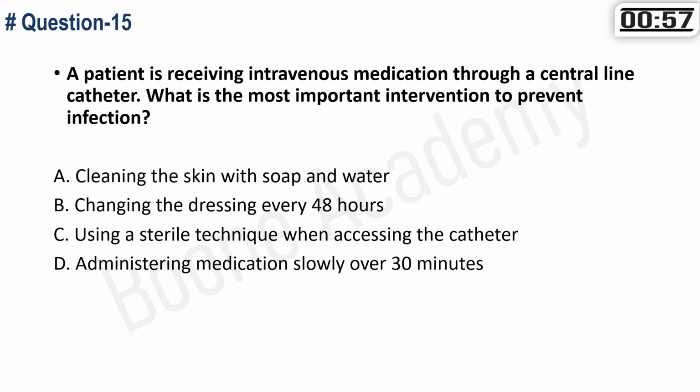Question 15. A patient is receiving intravenous medication through a central line catheter. What is the most important intervention to prevent infection? A. Cleaning the skin with soap and water. B. Changing the dressing every 48 hours. C. Using a sterile technique when accessing the catheter. D. Administering medication slowly over 30 minutes. You have 1 minute to answer your question.